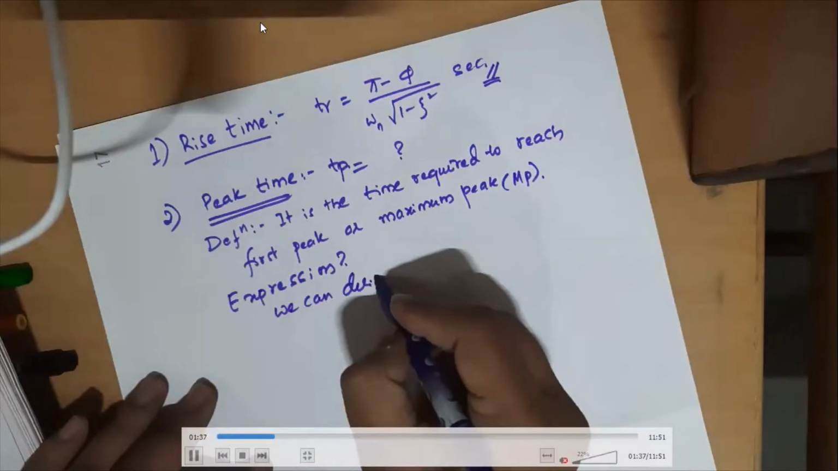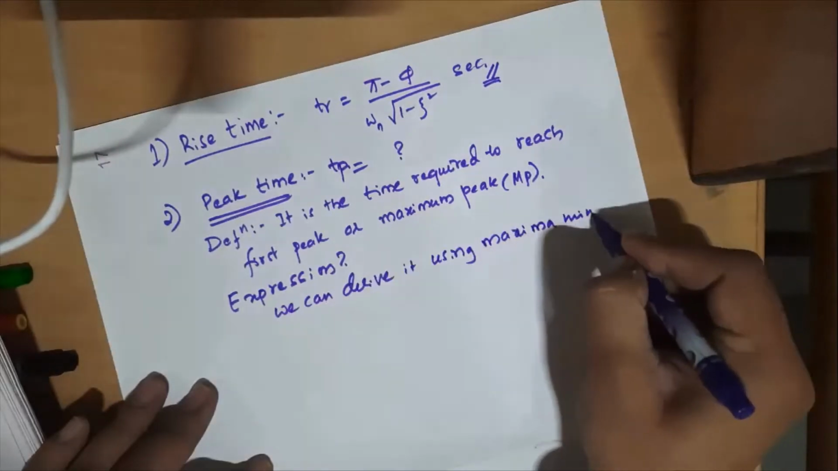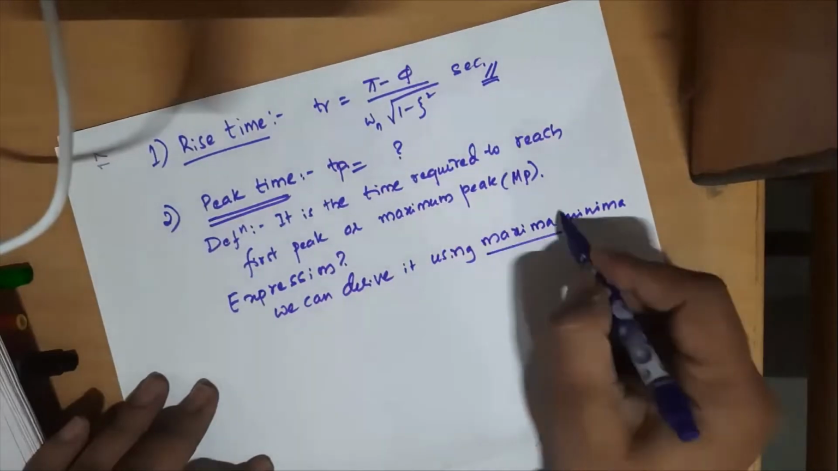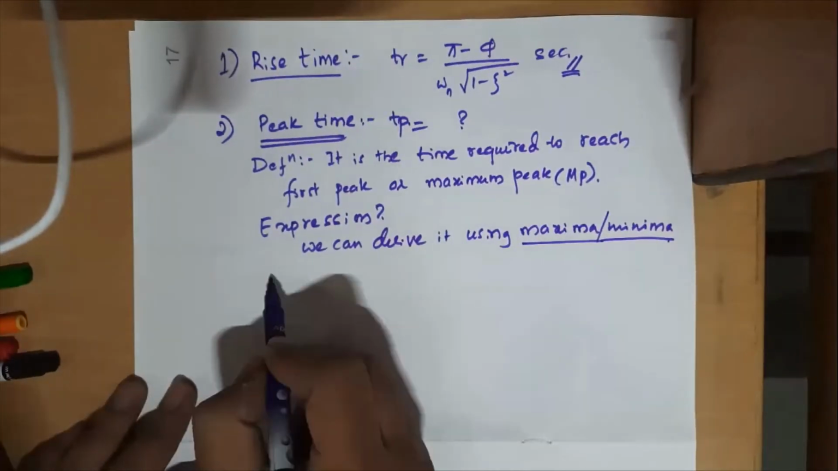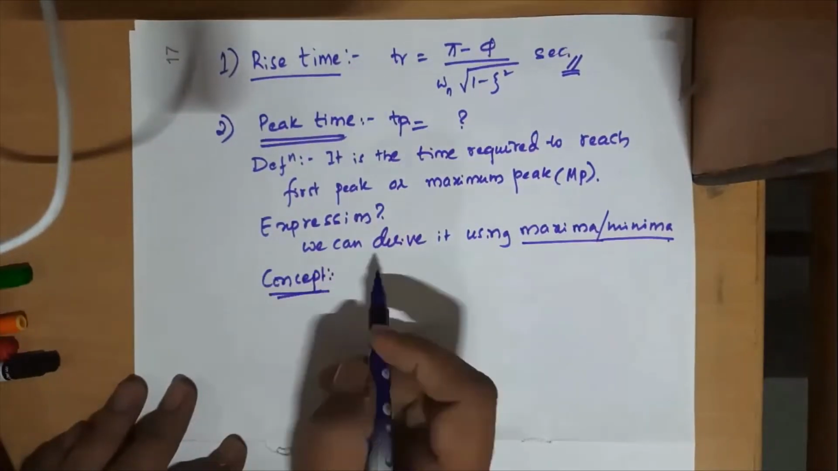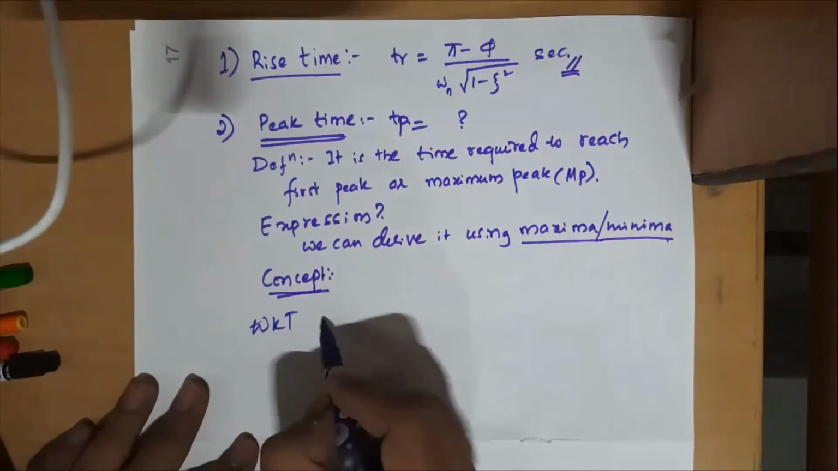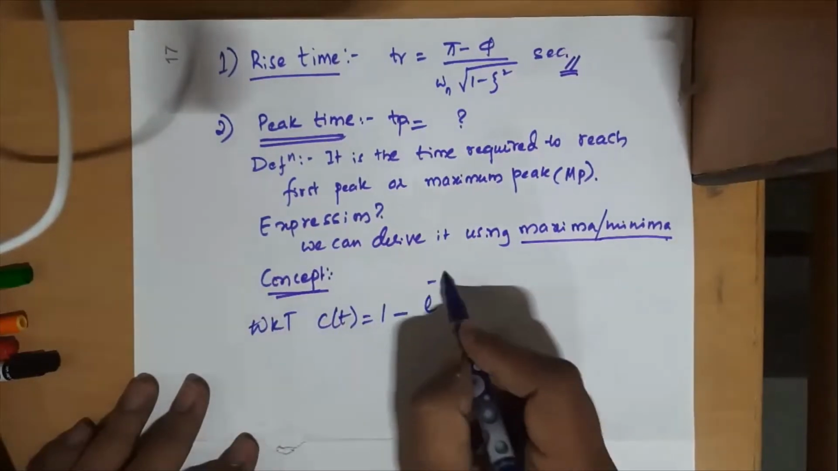The next, what is the expression for this? What is the expression for peak time? So we can derive the expression for peak time using the maxima minima concept. So that is very simple. So we'll straight away start doing that.